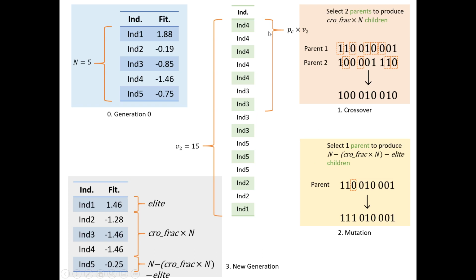So from here you do the crossover. How many crossover children? It depends on this parameter. How many elite children? It depends on this parameter. Remember, if you choose elite to be 1, that means whatever is fittest here, you just carry forward.